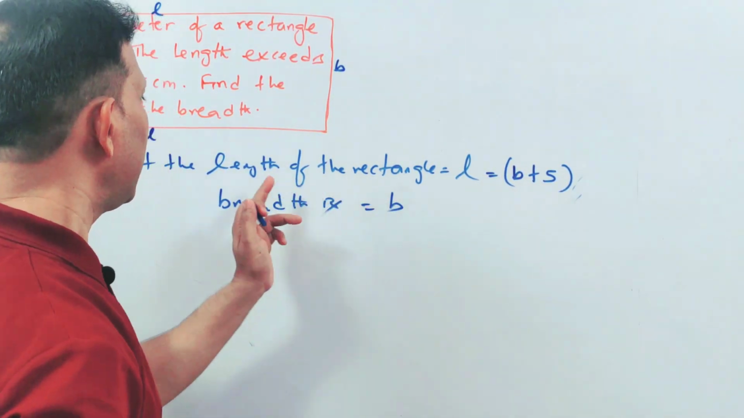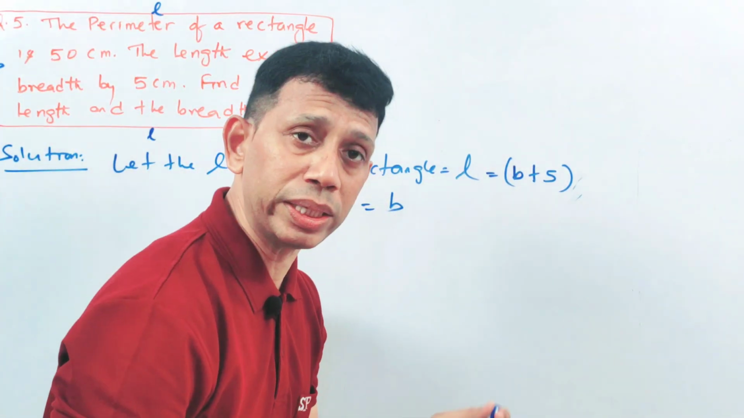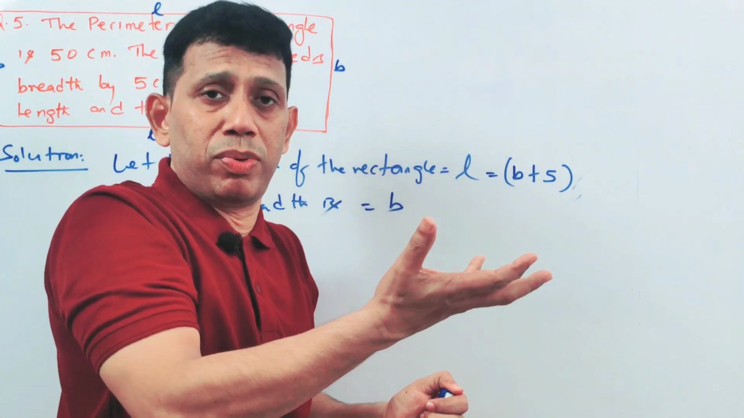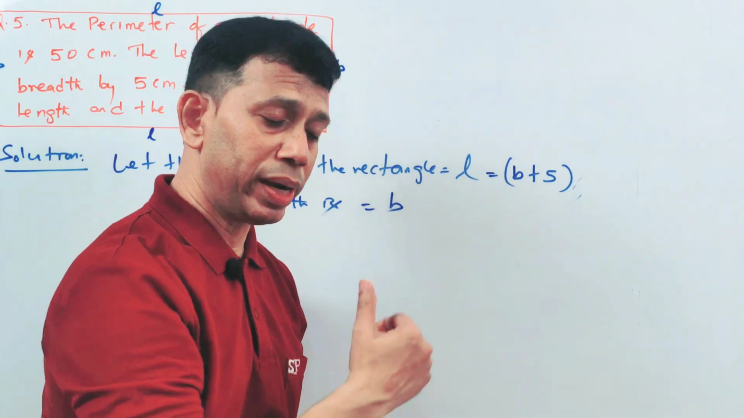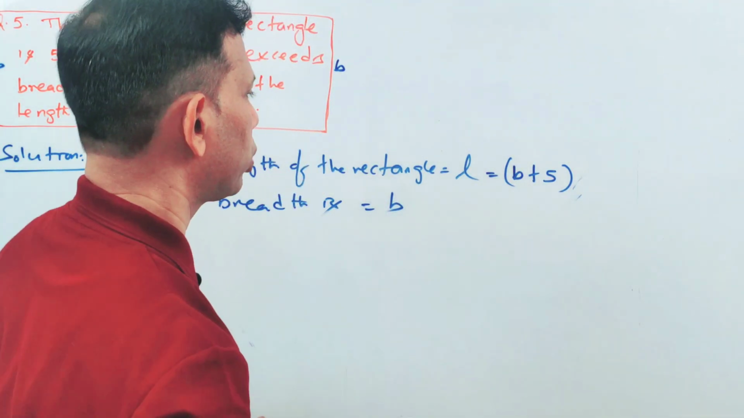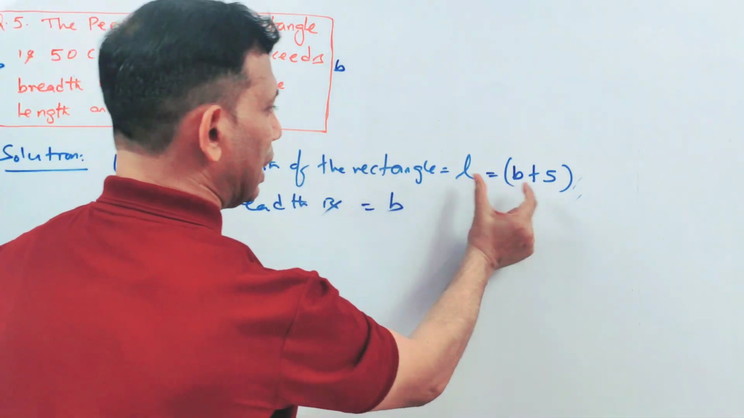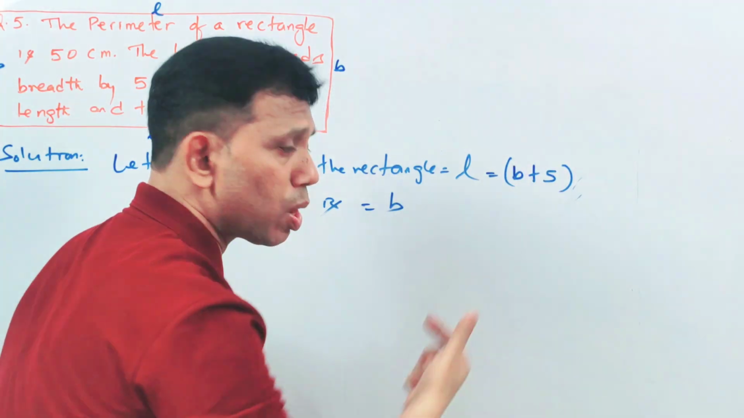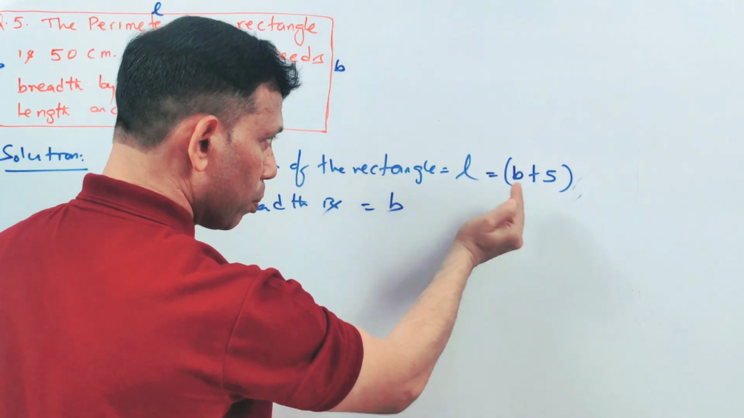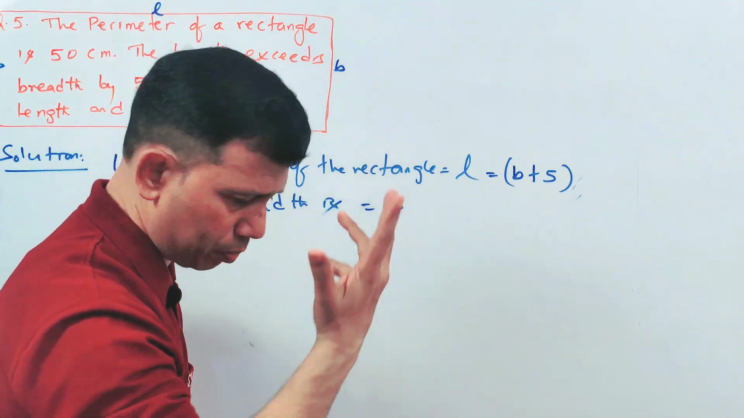So breadth is B and length is L, but it is B plus 5. 5 more than, or it exceeds the breadth by 5. So 5 more than the breadth. So now length is also expressed in terms of breadth. Length is B plus 5 and breadth is B.